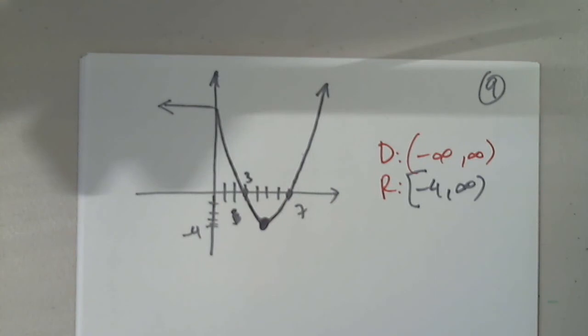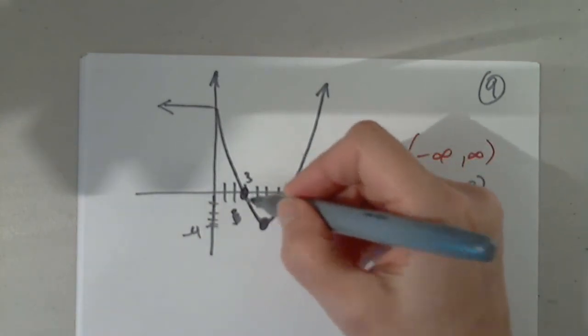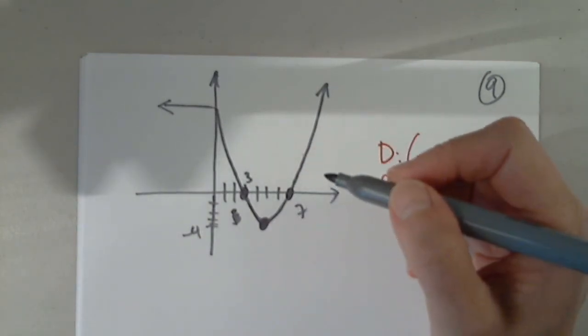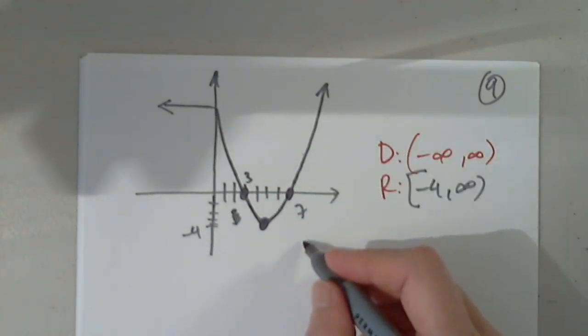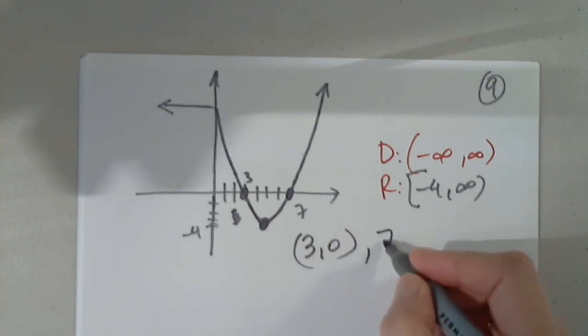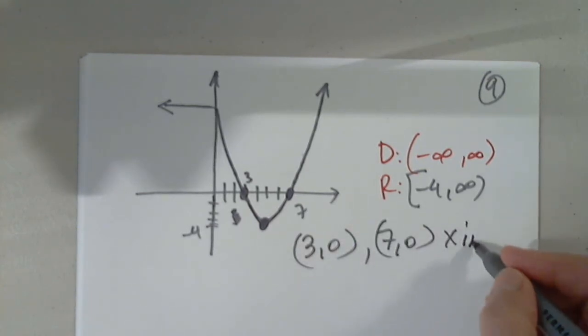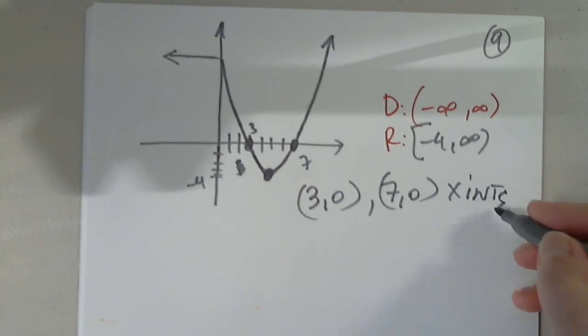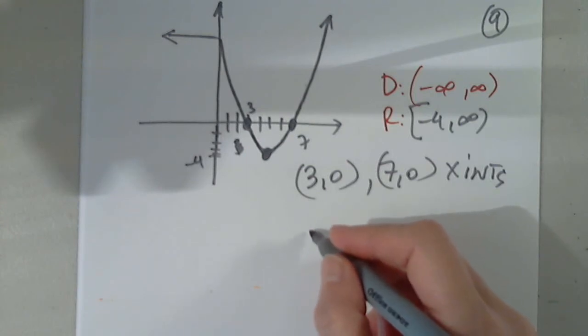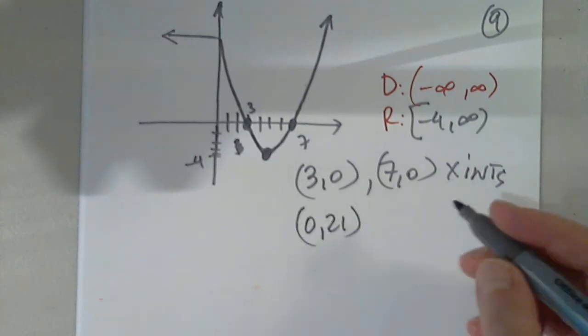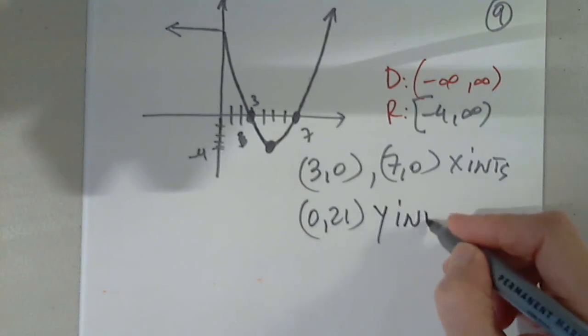Then we're asked to find the x-intercepts. According to what I saw initially, 1, 2, 3, 4, 5, 6, 7. So I see the x-intercepts (3, 0) and (7, 0). Let's see. The y-intercept, I see it 18, 19, 20, 21. Yes, I think the y-intercept is (0, 21). Do you see that like I do?